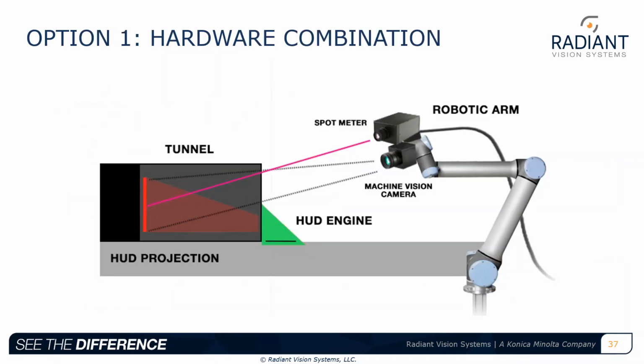So the industry today, if we go back a few years ago, was using, let's say, a robotic arm with a spot-based solution and a machine vision camera. So you're using three primary types of technologies to allow you to characterize all of the components that we just went over.